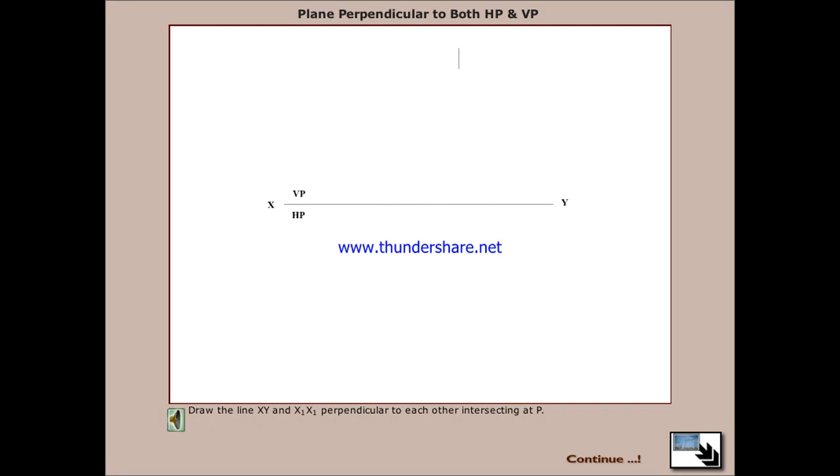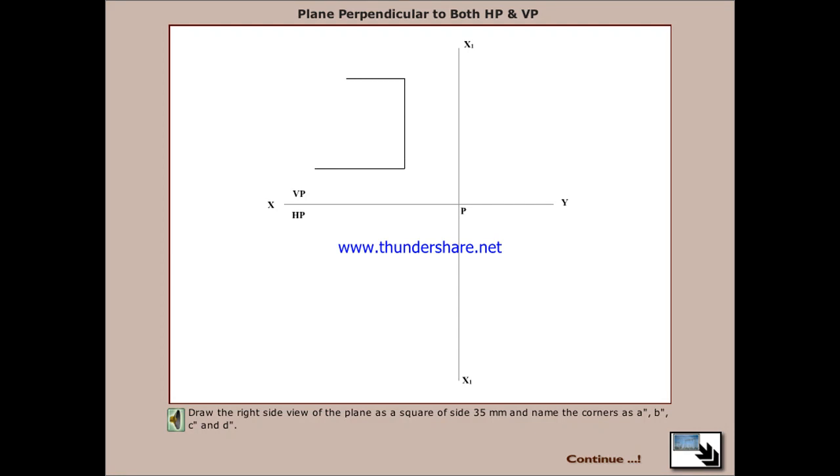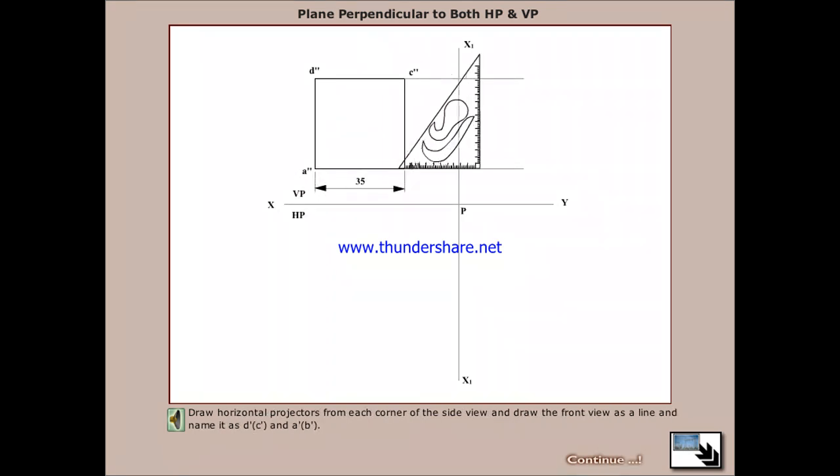Draw the line XY and X1 perpendicular to each other, intersecting at P as shown in figure. Draw the right side view of the plane as a square of side 35 mm and name the corners as A double dash, B double dash, C double dash and D double dash. Draw horizontal projectors from each corner of the side view and draw the front view as a line and name it as D dash, C dash and A dash, B dash.